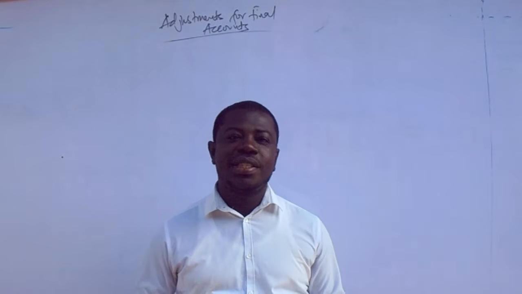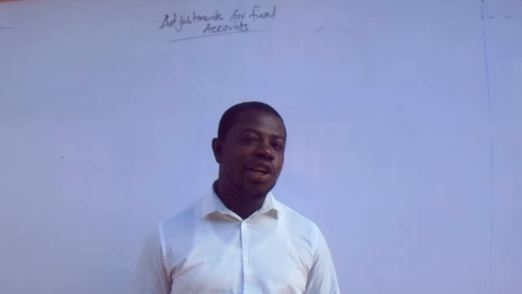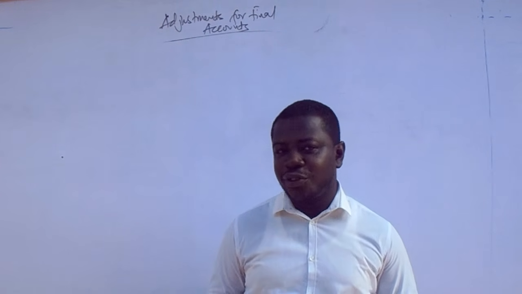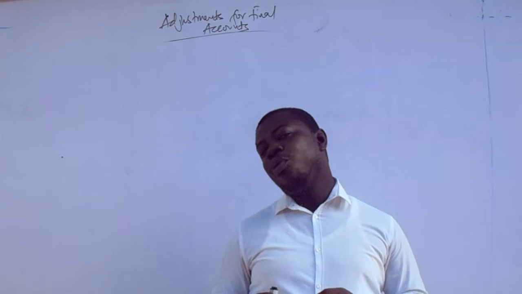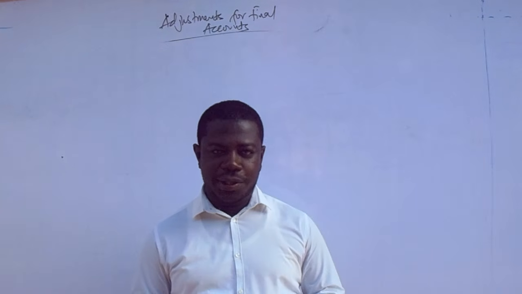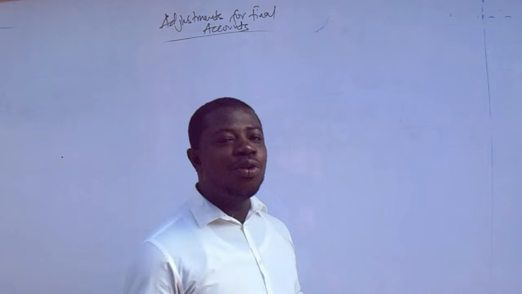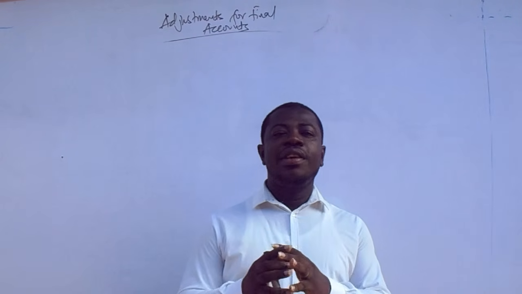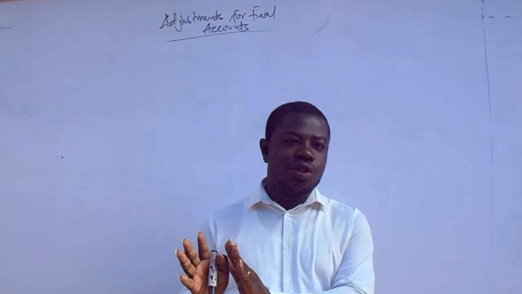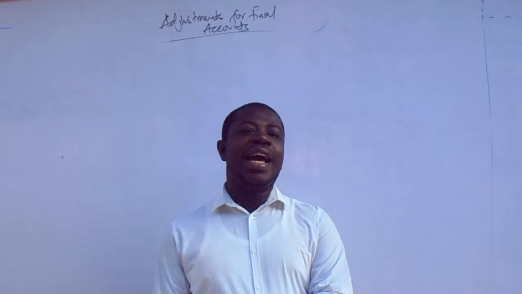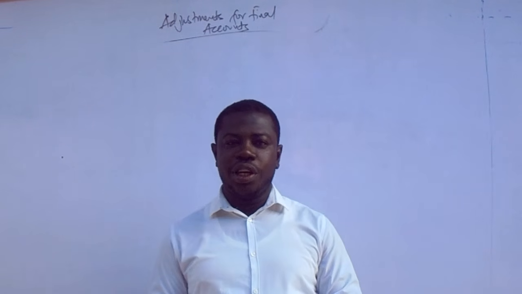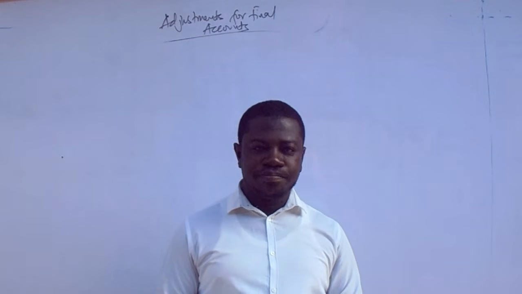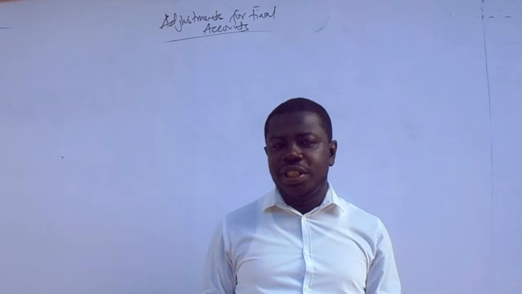So the next adjustment that I want us to look at, very, very important, is the provision for doubtful debts, or what we call allowance for receivables. All right, and so that is very important. Now there's a difference between bad debts or irrecoverable debts and allowances for doubtful debts or allowances for irrecoverable debts. Now what we are going to do is learn how to treat them.